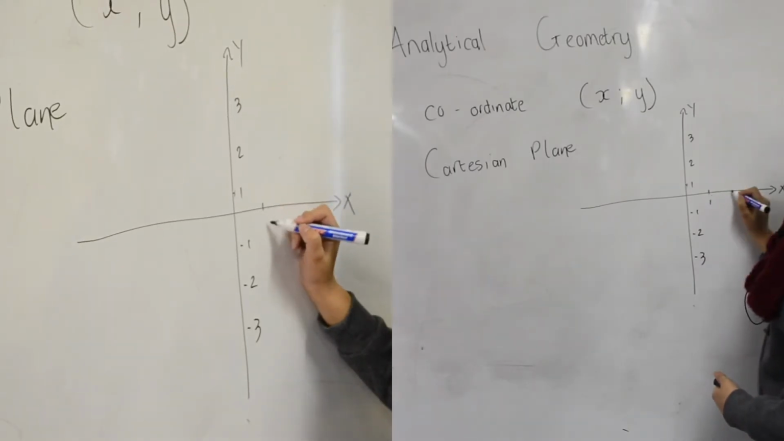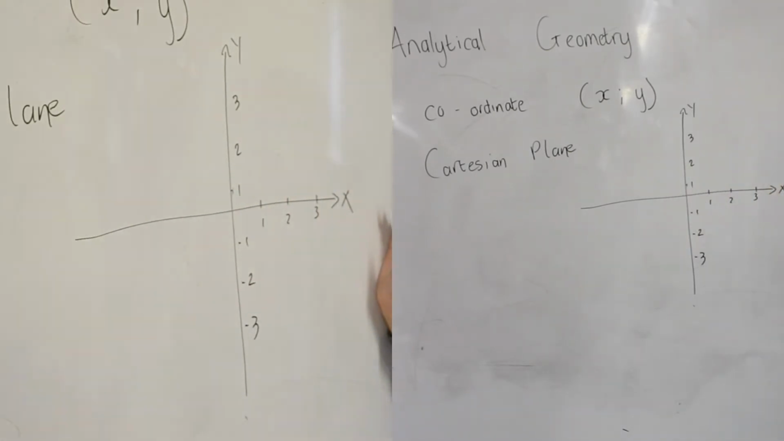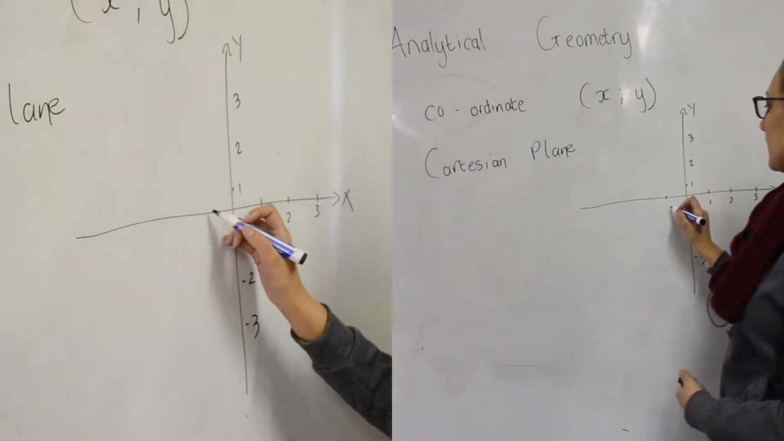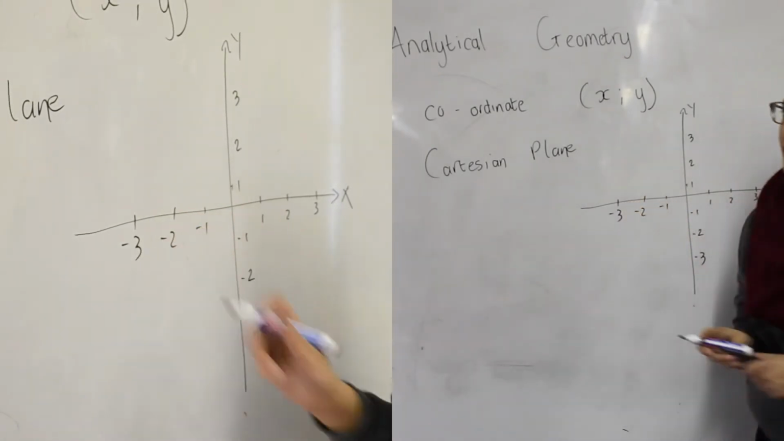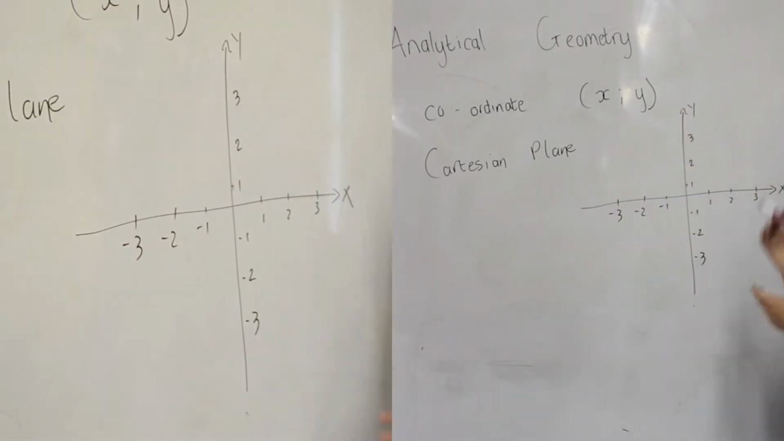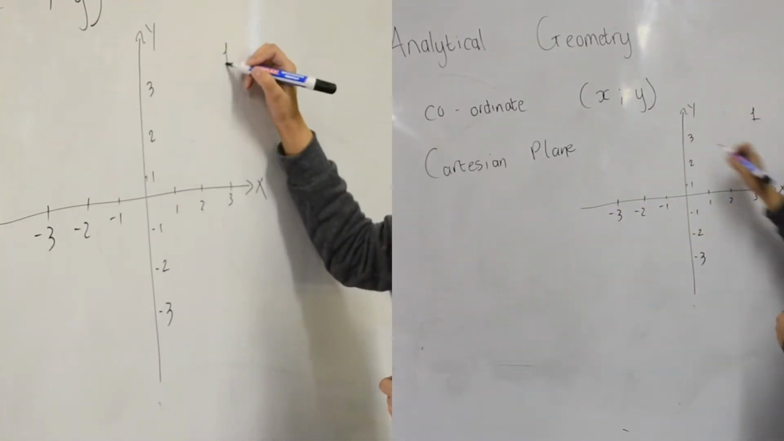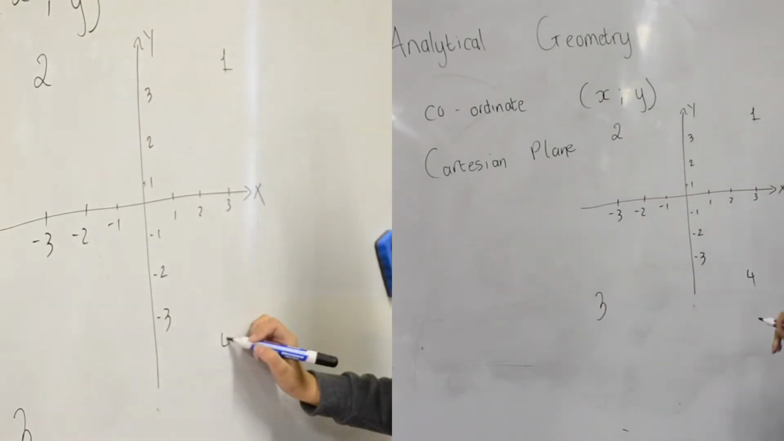Then we get 1, 2, 3. So everything to the right is your positive x values and everything to the left is your negative x values. So now we can plot coordinates in this Cartesian plane, right? We have our first quadrant here, our second quadrant, third quadrant and fourth quadrant.